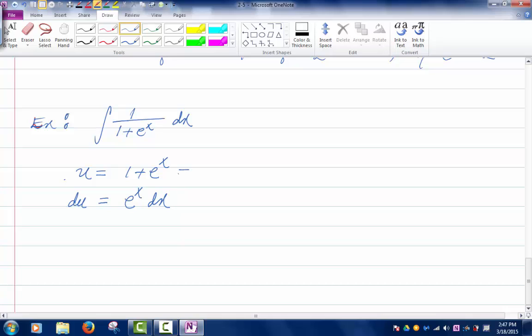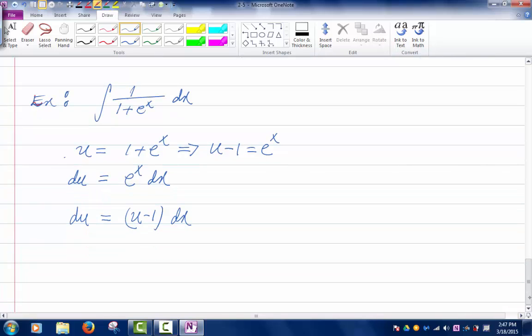However, notice that from the equation for u, I can say u minus 1 is e to the x. So then I could say du would be u minus 1 dx, right? Furthermore, I can say that 1 over u minus 1 du is dx. So now I know exactly how to write dx entirely in terms of u.